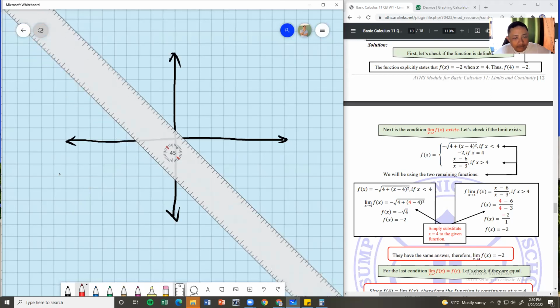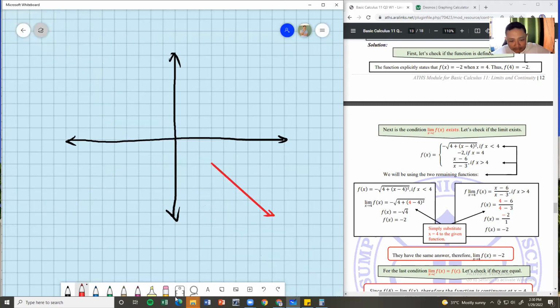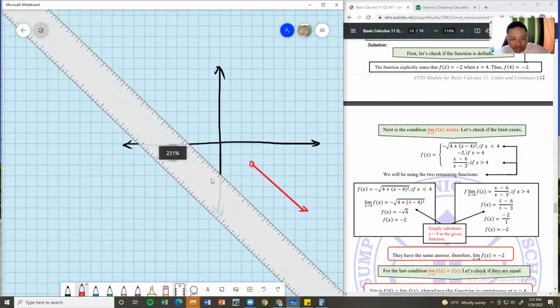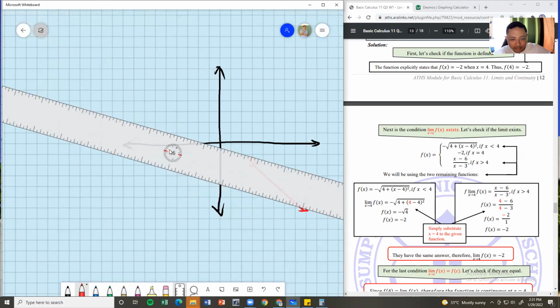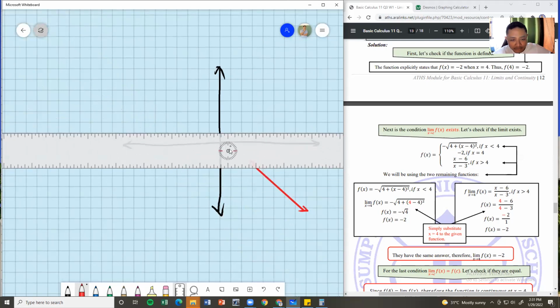Gamit na lang ako nito. Here. Ayan. So halimbawa, we have here a line. And it's hollow there. It's hollow. Ibig sabihin, putol siya doon. And then, there is another graph here. There's another graph here. Ayan. Just to show you how it goes.